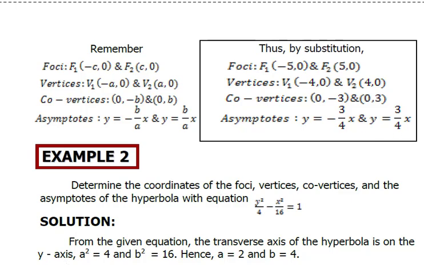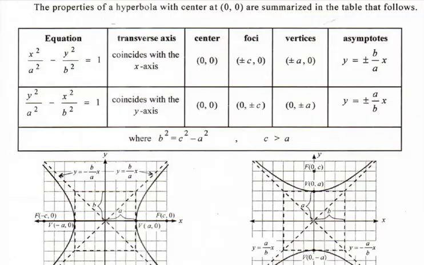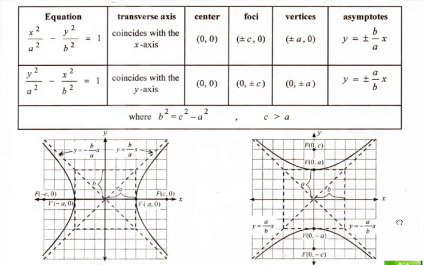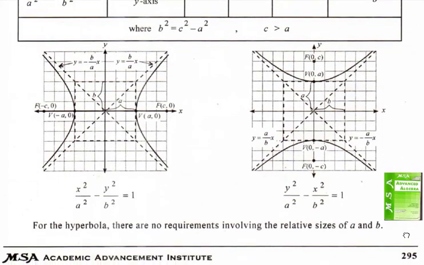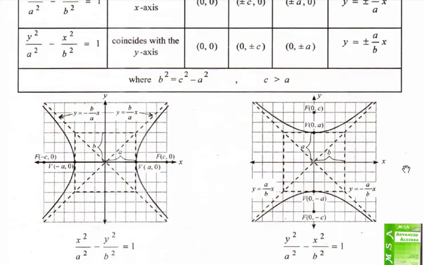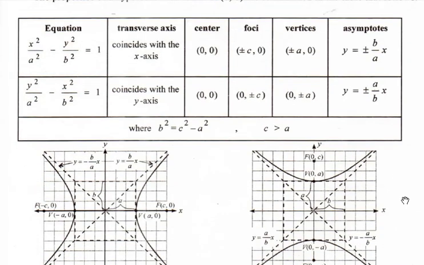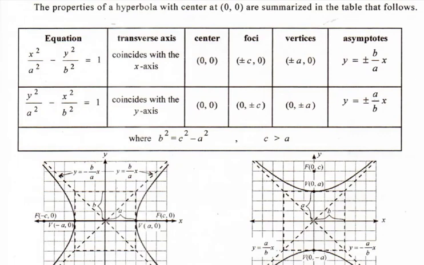Before we proceed to example 2, let me give you this graph. I searched this in the book. Here is the book, so you can browse it. This is additional knowledge on the conics, what we call the hyperbola. The properties of a hyperbola with center at the origin are summarized in this table.